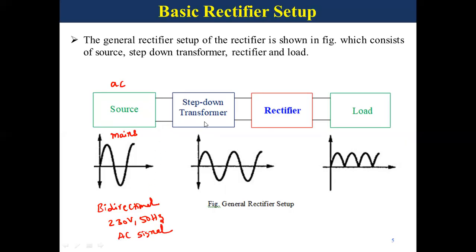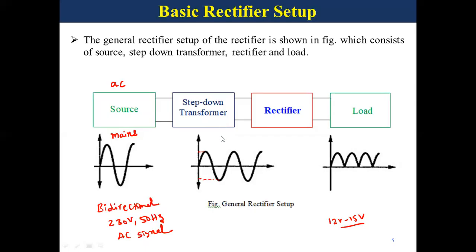This signal is given to a step down transformer. I already told you that in electronics we are working with very low voltages. That's why we need to reduce the level of the AC input signal, so we need a step down transformer. This step down transformer reduces the level of the AC signal to the required level. Maximum 12 to 15 volts we require in electronics, so this 230 volts 50 hertz signal can be reduced to this level with the step down transformer.